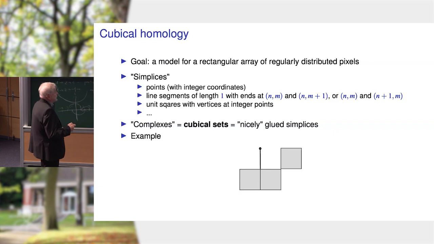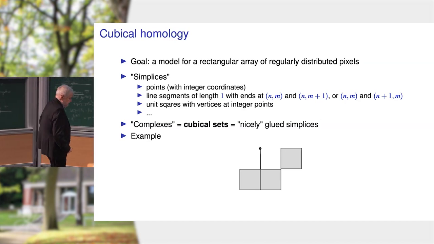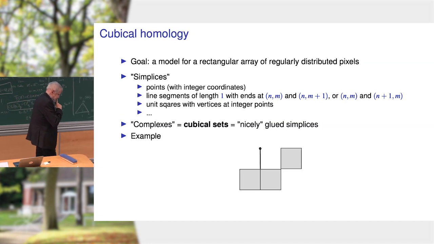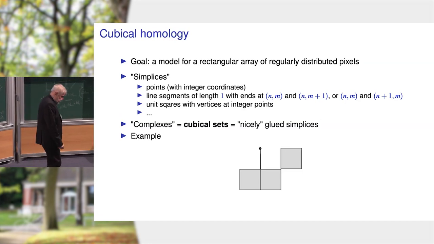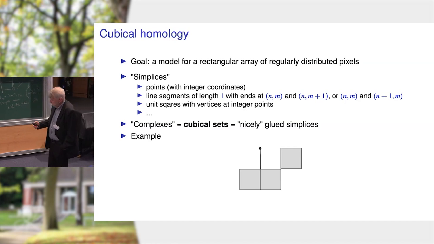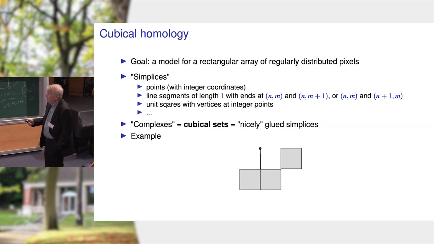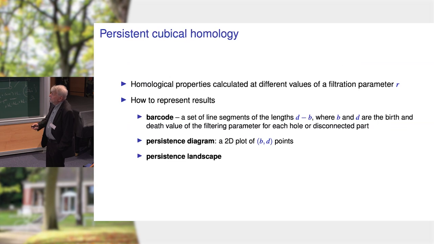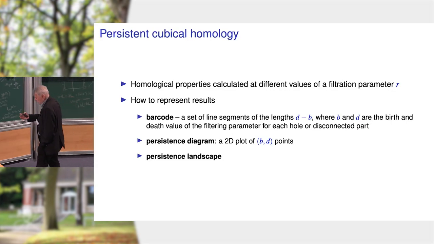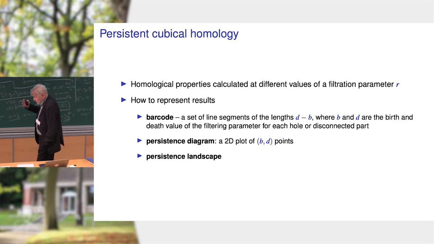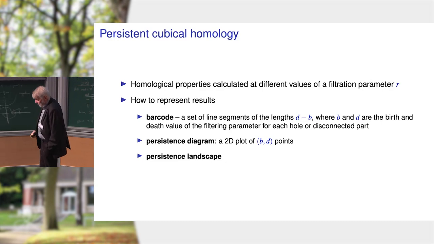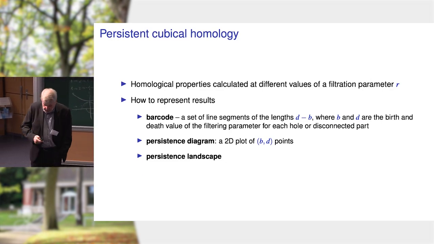And complexes, or what are called in this context cubical sets, are nicely glued simplices, so you can join them, provided that the common part is also a simplex, a common face of both. Okay, so this is an example of nicely glued simplices in this case. So persistent cubical homology is more or less the same as what I explained, by these steps: this is cubical homology, and then the idea of persistence.